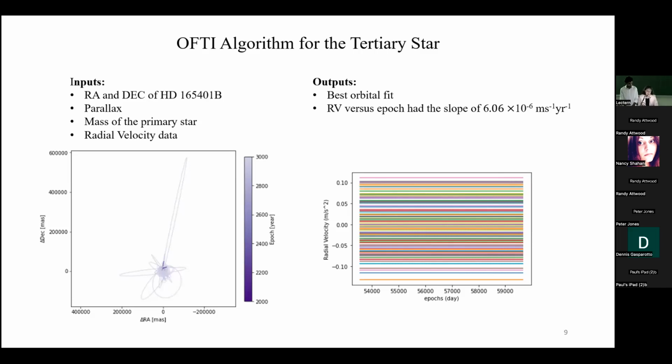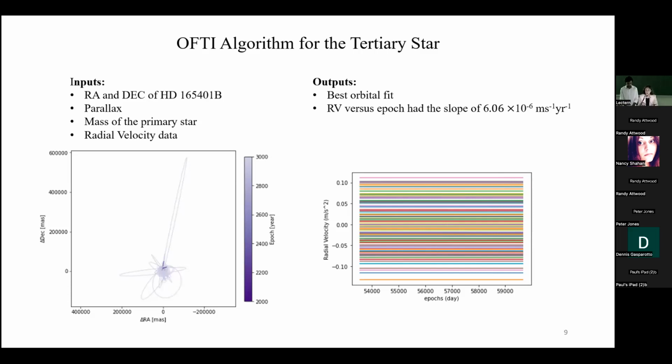We realized that our system is not actually a binary star system. It's a triple star system. The third star is very, very far. Its distance is, I remember, 366 AU away from the primary star, which is very, very far.